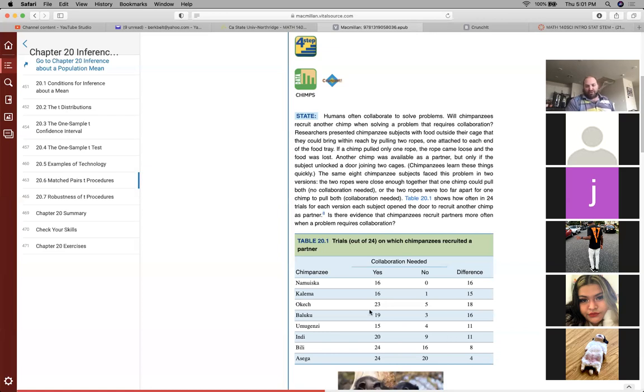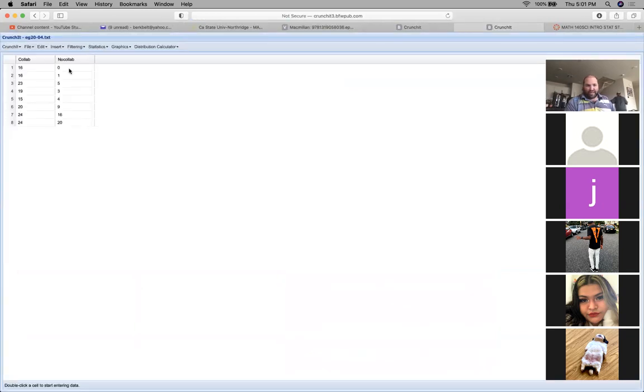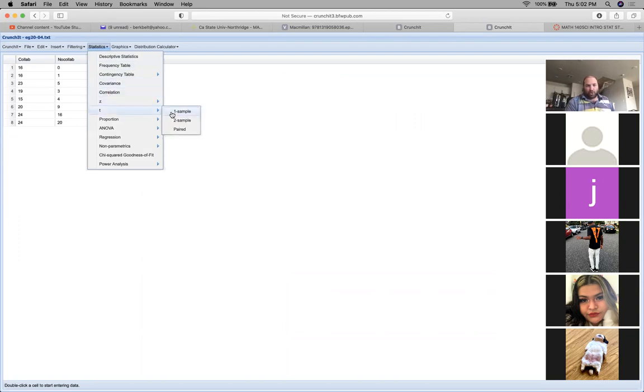And when you have a matched pair t-test, what you're interested in is not the actual number for the first case and the actual number for the second case. What we care about is the difference: 16 minus 0, 16 minus 1, 23 minus 5, 19. It's the difference that we care about. And once you have the differences, once you have this column here, then it's a regular t-test. So let's go crunch it. It has collaboration and non-collaboration. We go to statistics, we go to T, we go to paired.